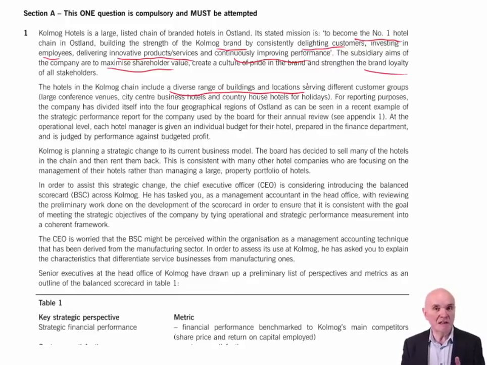So the city centre hotels might be relatively cheap for people to stay in, kind of ordinary business hotels, but maybe they're going to have some upmarket hotels for conferences and for holidays and for wedding receptions and the like. For reporting purposes, the company has divided itself into 4 geographical areas. As we've seen from the recent example, that's going to be in Appendix I. We'll look at that presently.